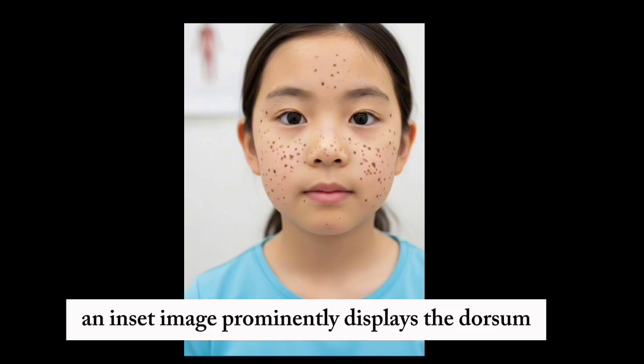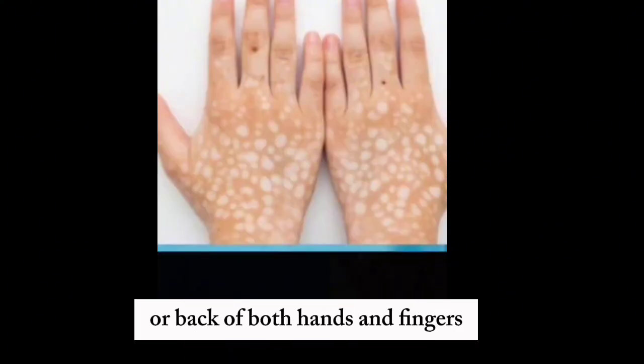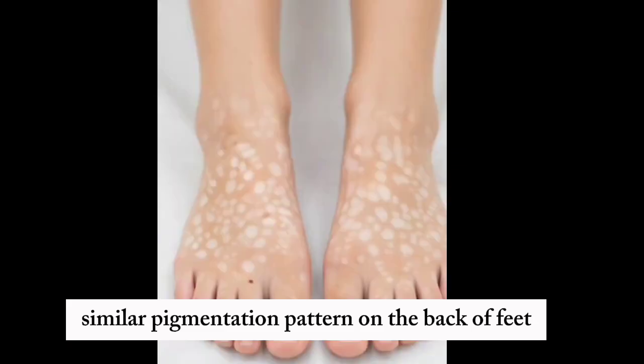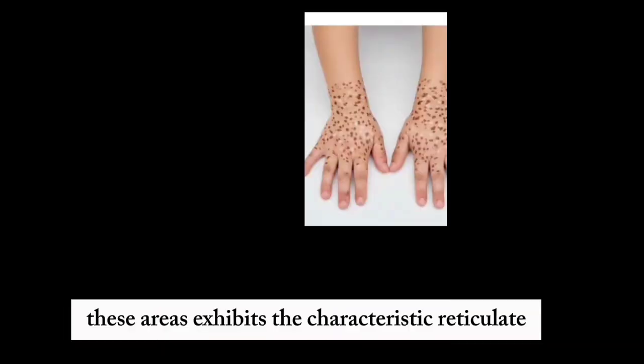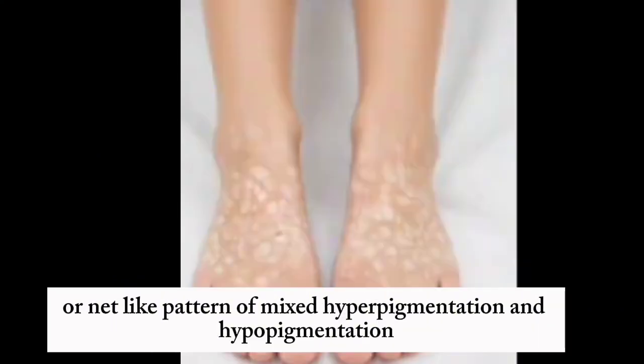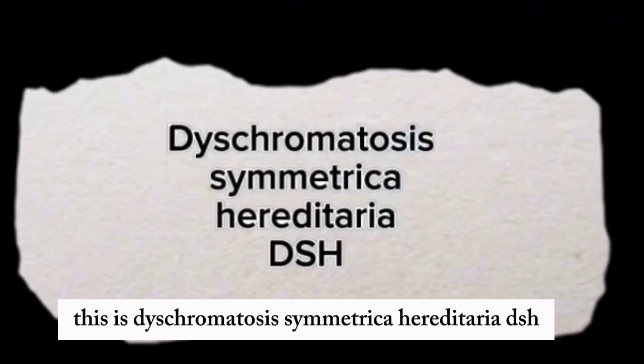An inset image prominently displays the dorsum, or back, of both hands and fingers. Similar pigmentation pattern on the back of feet. These areas exhibit the characteristic reticulate, or net-like, pattern of mixed hyperpigmentation and hypopigmentation. This is Dyschromatosis Symmetrica Hereditaria, DSH.